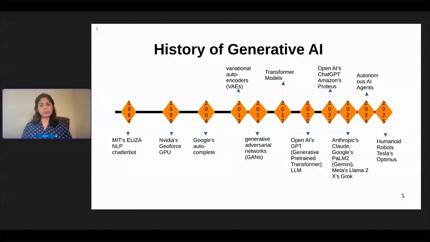In 2022, ChatGPT and Amazon's Proteus came into the picture. After 23, you could see rapid advancements happening almost every year. Here the timeline is every year, but every 3 to 6 months there is some advancement happening in this humanoid robot space. So now we are beyond agentic AI, we are into the physical AI space.